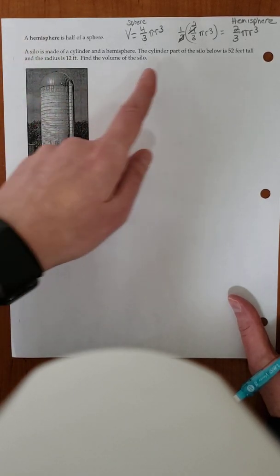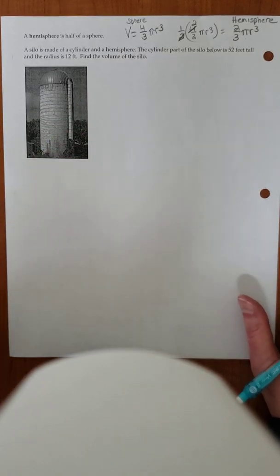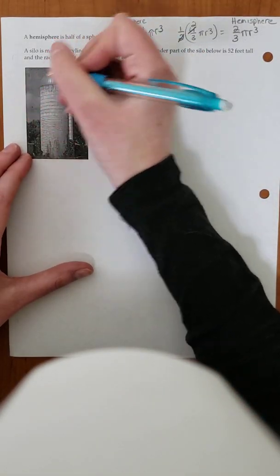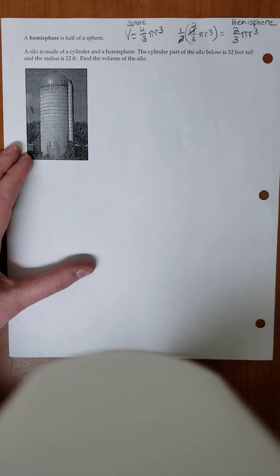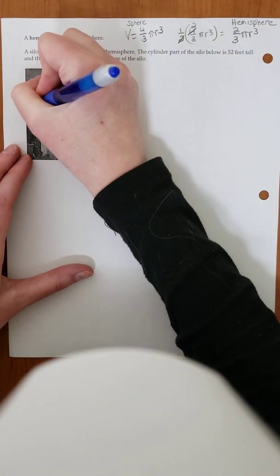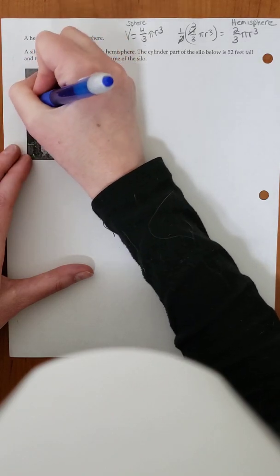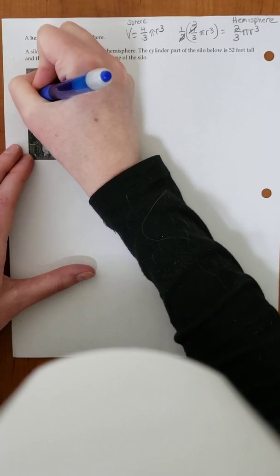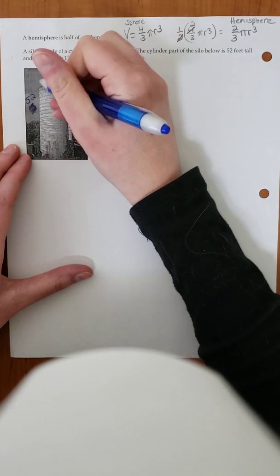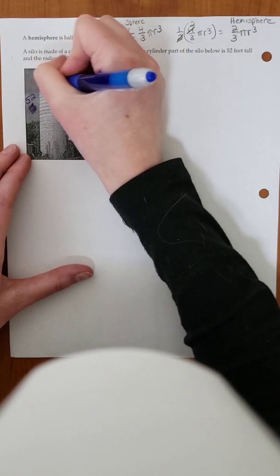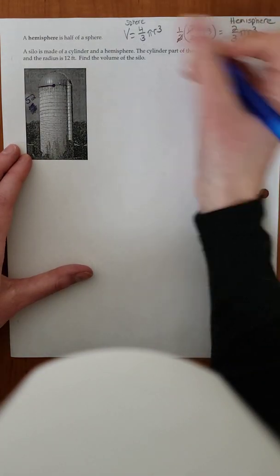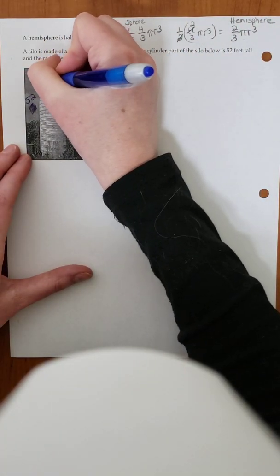It says, I just said that. The cylinder part of the silo below is 52 feet tall and has a radius of 12. Find the volume. All right, so 12, you're not going to be able to see that. Let's see if this blue pen will work. Was it 12? No, it's 52. Oh, what am I doing? See, that's why we don't use pen in math. If you make a mistake, you can't erase it. So 52 is the height right here. And then the radius was 12. That's where I was getting the 12 from. I started labeling the wrong thing.